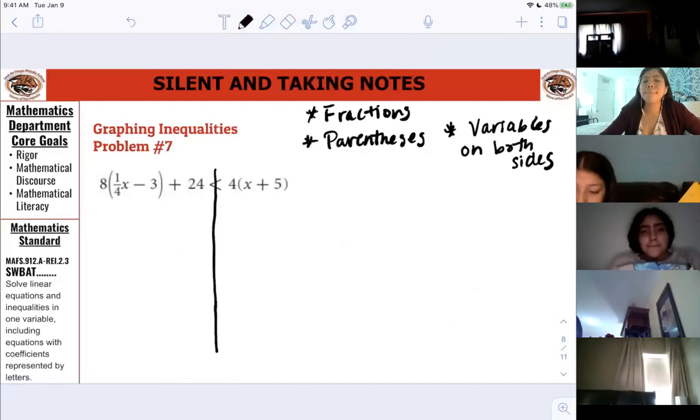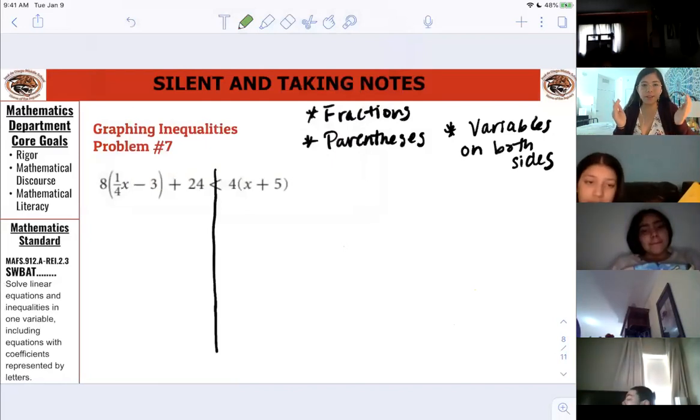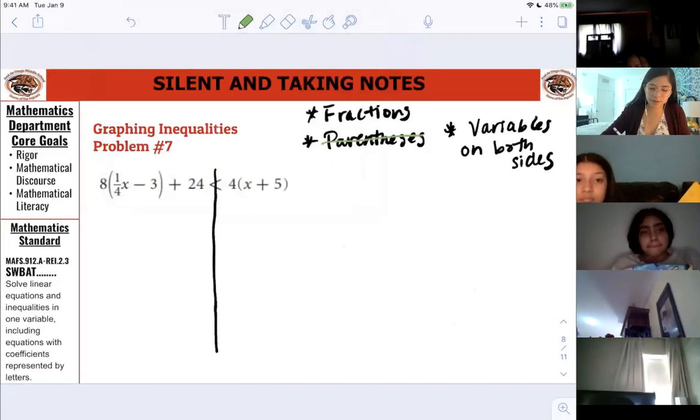Parentheses. Definitely parentheses. How do I know that that has to come first? Because the fractions are on the inside. Right, because it's inside. It's protected by the parentheses. So you can't deal with your fractions yet. So you have to do the parentheses first. And we're going to do it on both sides.